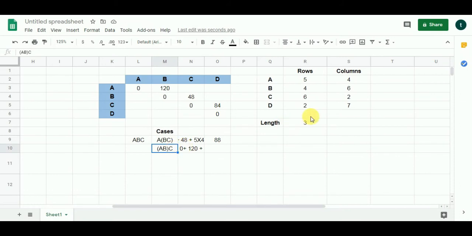So the multiplication of A, B and C is going to be 5 into 2 into 7. Okay, so this is going to give me 190. Now this 190 is not better than 88. Because we are searching for a way which is going to give us the minimum cost, hence we are looking after the minimum cost. So 88 is the minimum cost out of these two. I will be putting 88 over here.